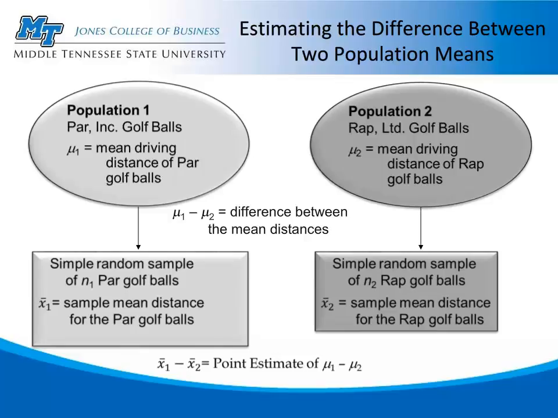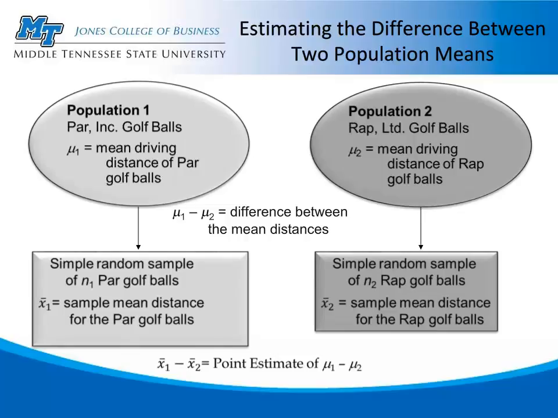We're setting up group 1 as being the par, so n sub 1 is the sample size in the par group. We're setting up group 2 as being the wrap, so n sub 2 is the sample size for the wrap group.